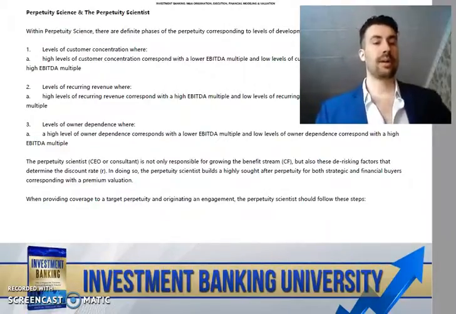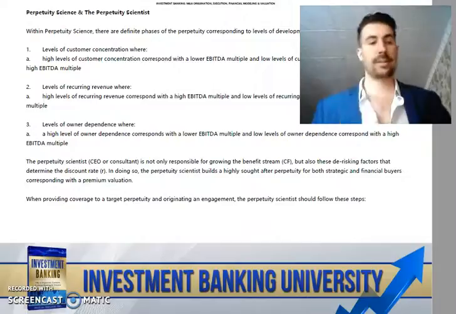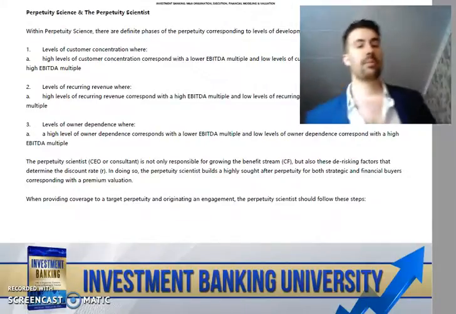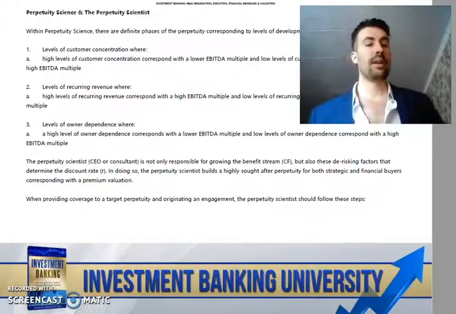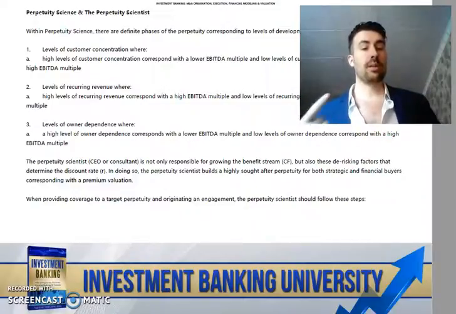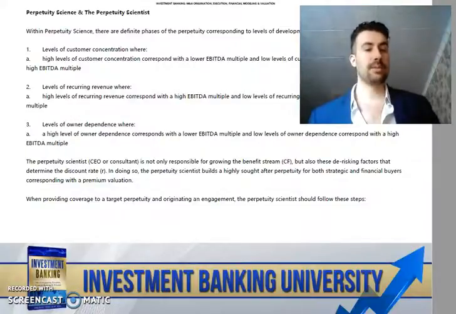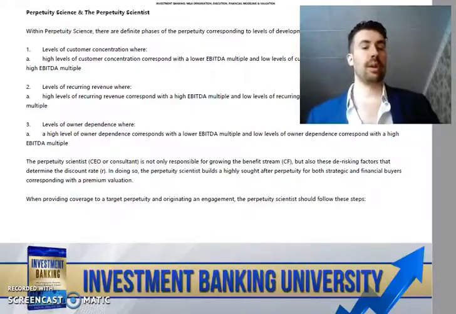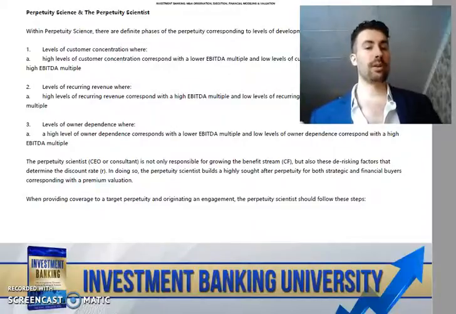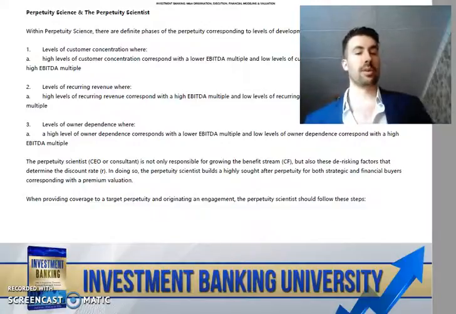So we've already talked about the difference between a perpetuity scientist and a functional specialist, but within perpetuity science, there are definite phases of the perpetuity corresponding to levels of development of the perpetuity, including number 1, levels of customer concentration, number 2, levels of recurring revenue, and number 3, levels of owner dependence. And these are our actual key de-risking variables. And the two aspects of building a perpetuity are number 1, building the benefit stream, and then de-risking the benefit stream. And we're talking about here the de-risking of the benefit stream.